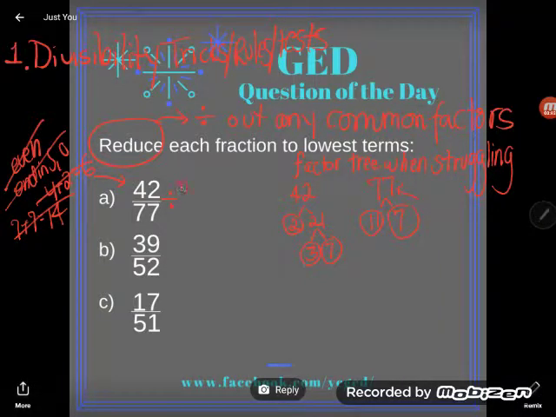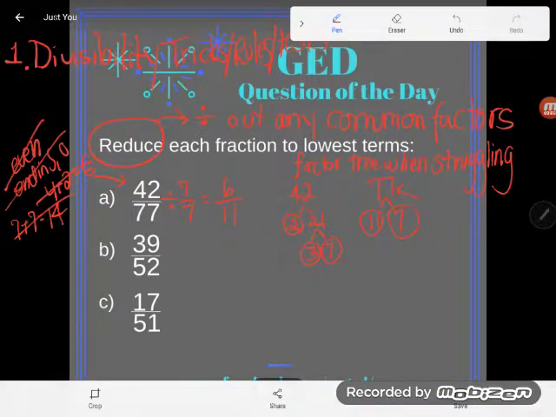Now, if you have your 7 times tables memorized, you would have seen that right from the start. Do I suggest you memorize your times tables? Sure. But even if you don't have them memorized, a really quick factor tree will show you that 42 and 77 have a 7 in common.